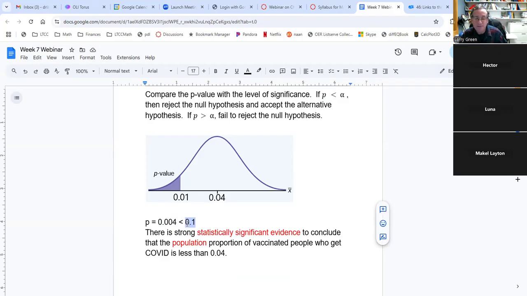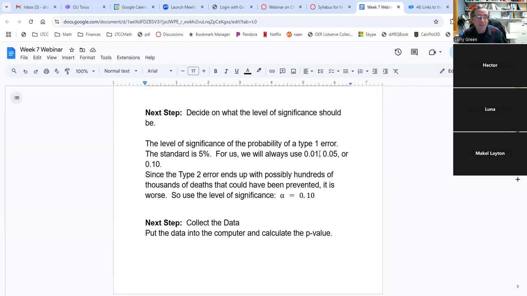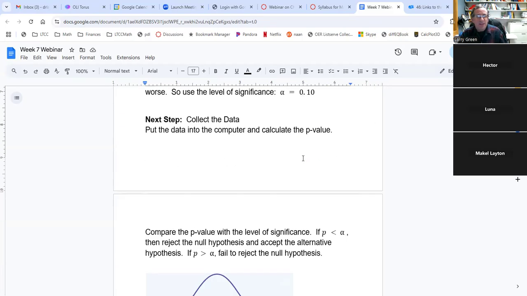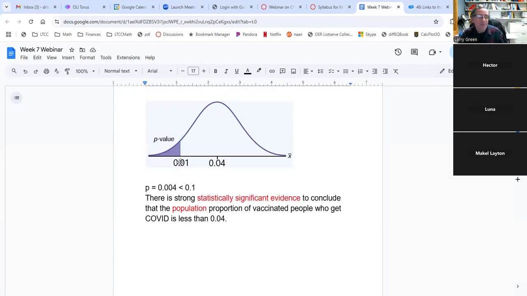Any questions on that? Not only is it less than 0.1, but it's actually less than the lowest level of significance that we use, and that's 0.01. So when it is actually less than 0.01, we're going to use the word strong. That means we can like brag, we've got it. So we say there is strong, statistically significant evidence to conclude that the population proportion of vaccinated people who get COVID was less than 0.04. Do you see what the conclusion is?